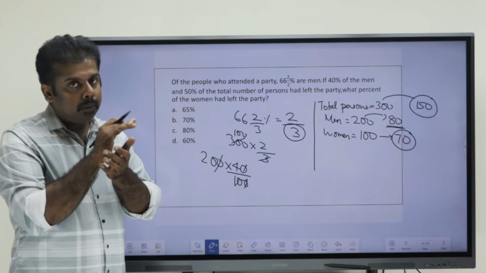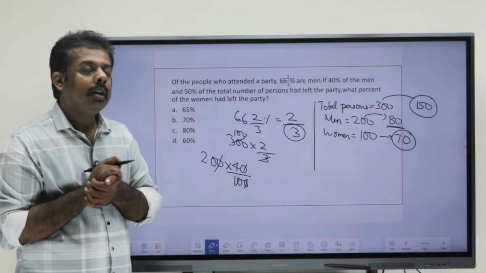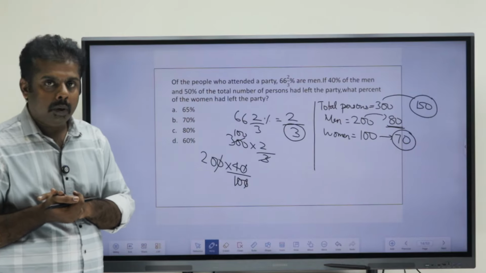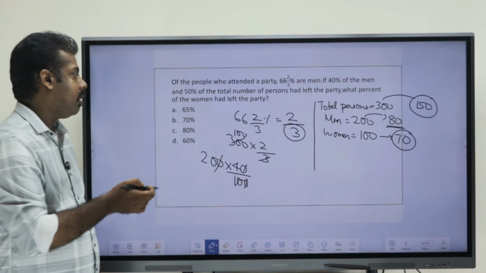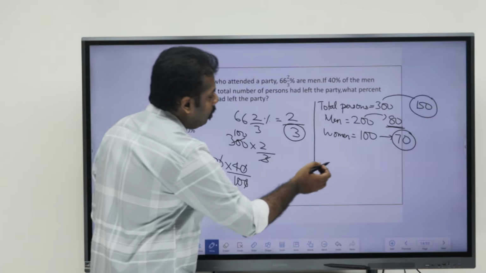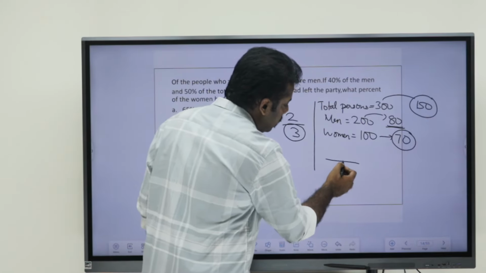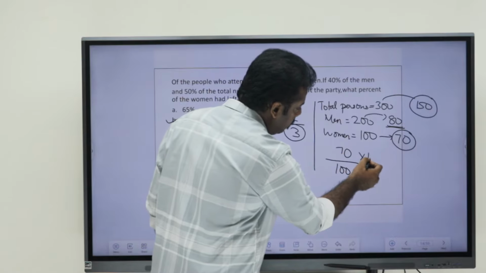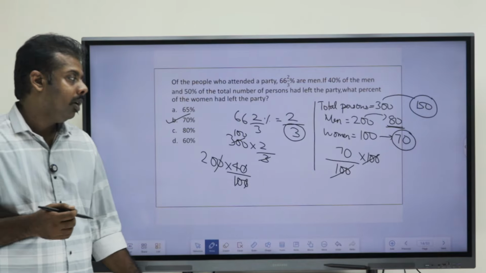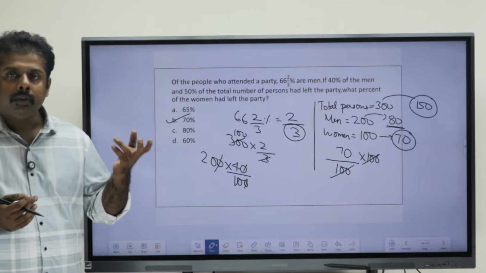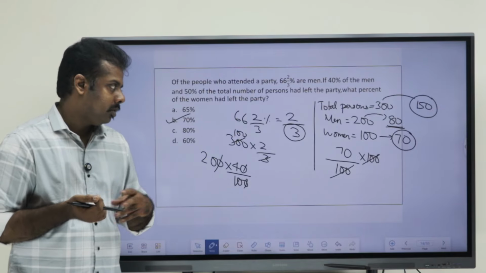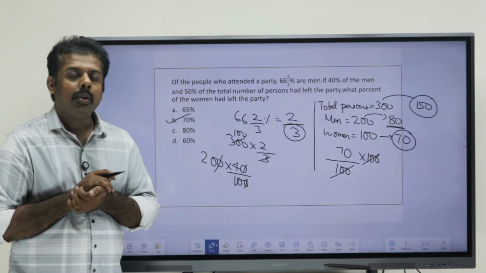So, the percentage of women that left the party. How can we calculate that? Out of 100 women, 70 women have gone. So, we can directly say the answer has to be 70%. If you are trying to calculate it, it is the same: 70 women out of 100, so 70 by 100, which gives us the value of 70. The advantage of 100 is that whatever value you get is directly the answer here. So, this is an important question. I hope that you got an idea.